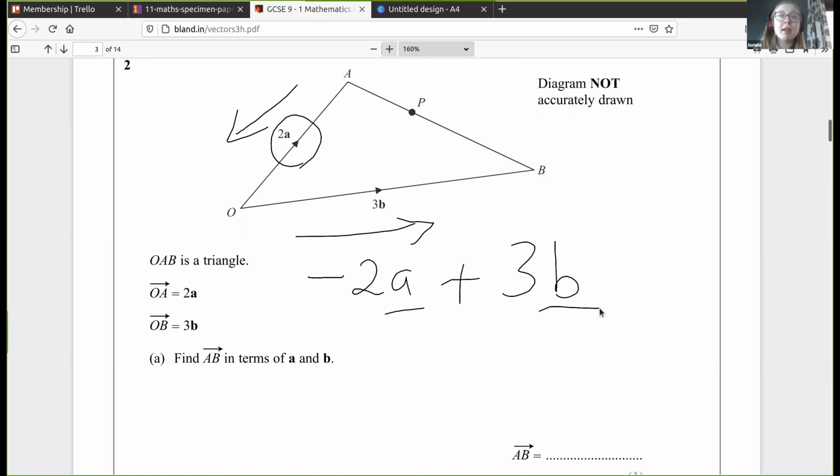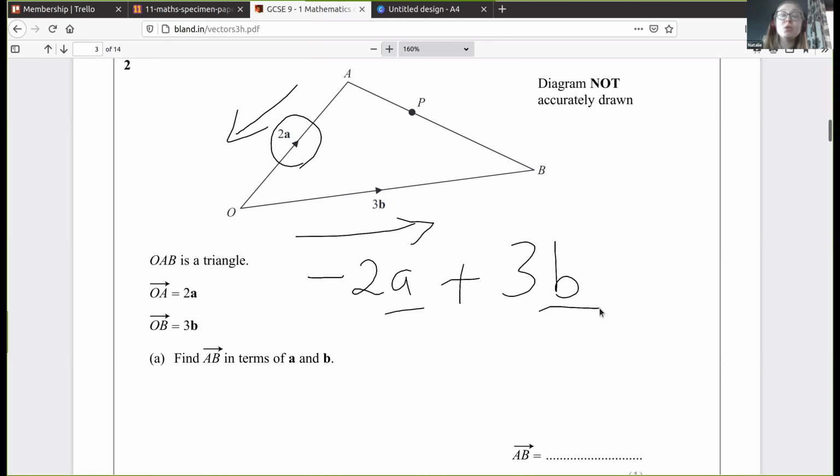And that's the confusing thing about vectors. They are all about which direction the arrow is going in. So if I'm walking from A to O, I'm going in the opposite direction as the vector line drawn. So that makes it minus 2a. And then from O to B, I'm going in the same direction, and so that ends up as plus 3b. Which actually means we've answered the very first bit of this question: find AB in terms of a and b.